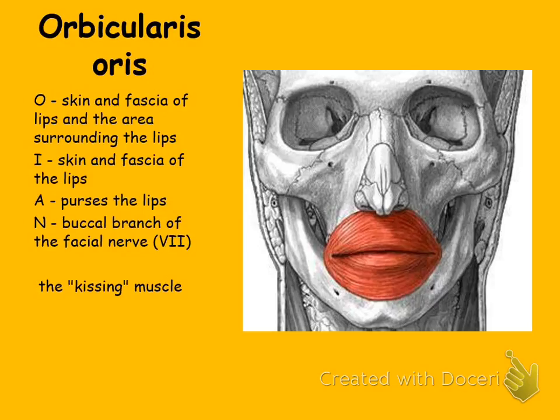Oris is mouth. Oculi is eyes. We'll talk about those in a little bit. But it purses. This is your kissing muscle. So if you want to kiss or whistle, you use your orbicularis oris. And it's fed by the buccal branch of the facial nerve. These are cranial nerves that come off through those little holes in your head that we studied, right? That's where those come off.